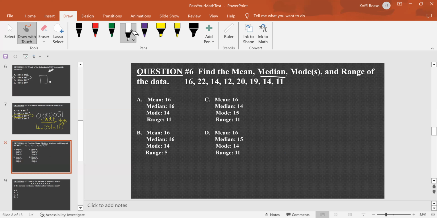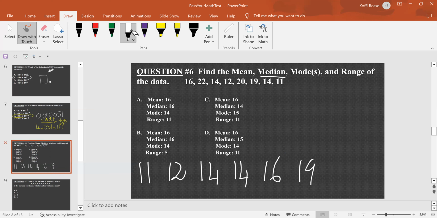So to put the numbers in order, the first number will be 11. After 11, we're going to have a 12. After 12, we're going to have a 14. After 14, we're going to have again 14 because 14 is 2 times in the list. After 14, we have 16. After 16, we have 19. Okay, 19, we have a 20. And the last one is 22. So 1, 2, 3, 4, 5, 6, 7, 8.